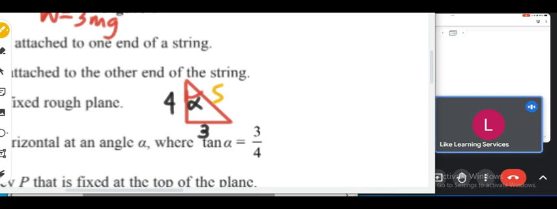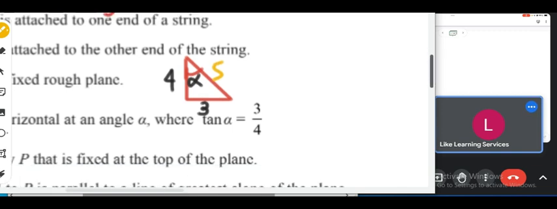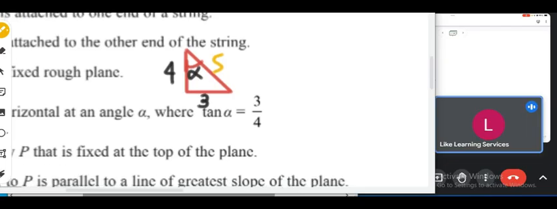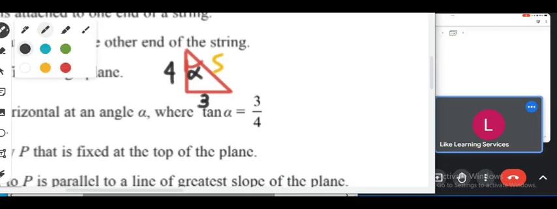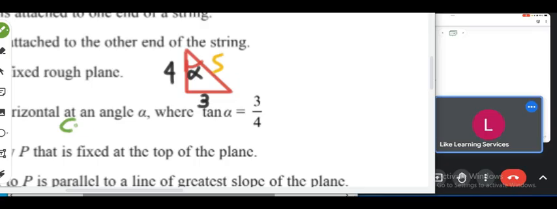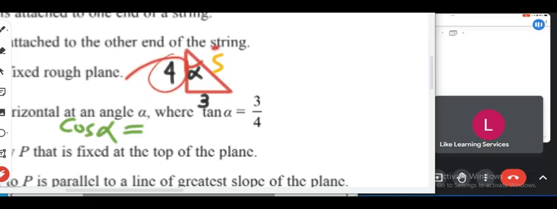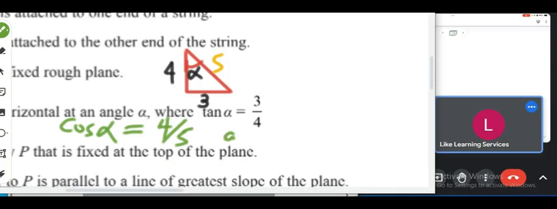So what is cos alpha? What's sin alpha? Therefore cos alpha will be what? What's cos alpha? Adjacent over hypotenuse, which is 4 over 5. And tan alpha is what? 3 over 5. Tan alpha is 3 over 5.